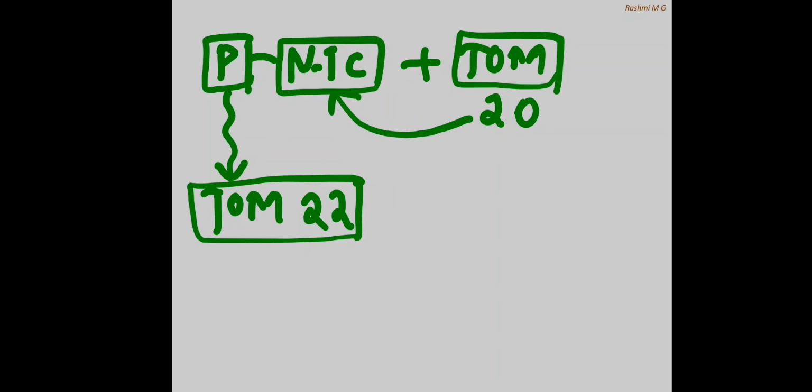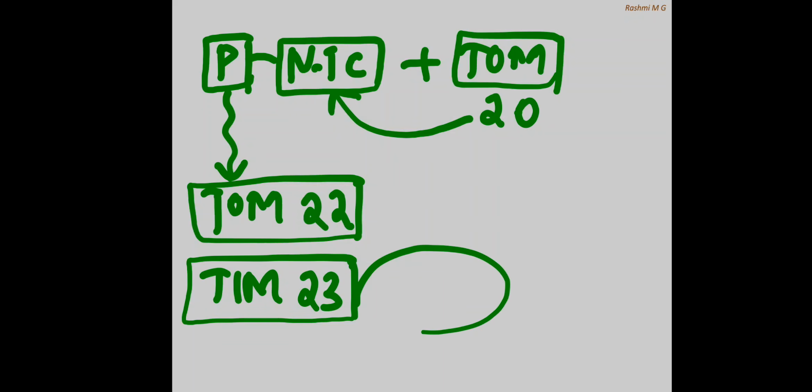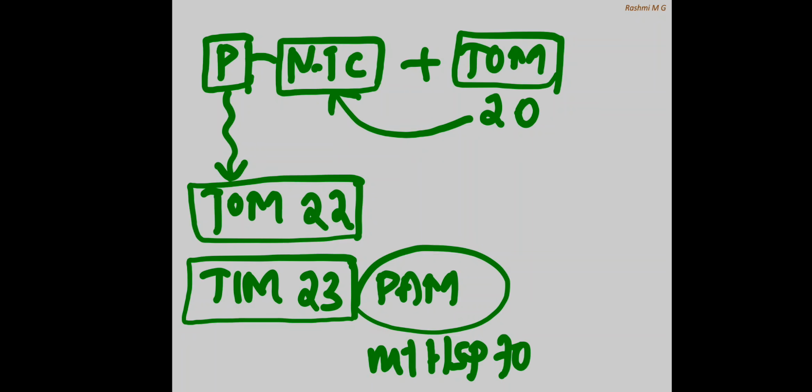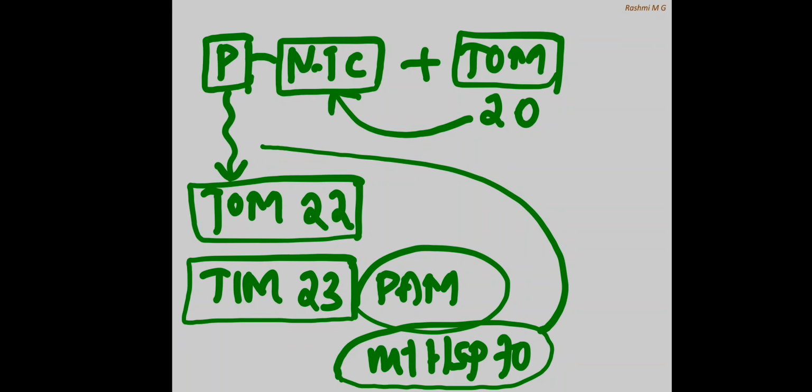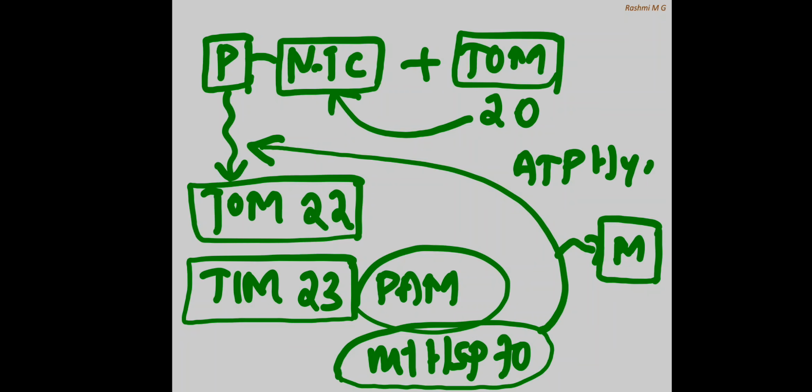After that, it is directed to the TIM23 complex, which remains associated with PAM. PAM is having MTHSP70, co-chaperones, nucleotide exchange factors and other proteins. This MTHSP70 binds to the polypeptide chain and drives its movement into the matrix with the help of ATP hydrolysis.